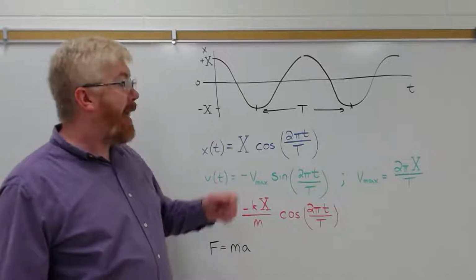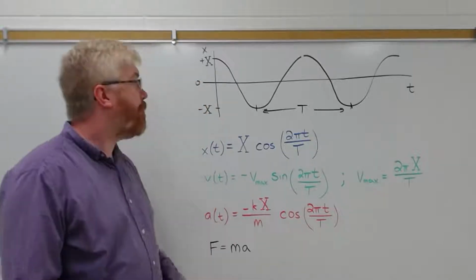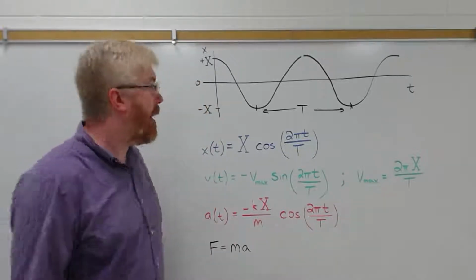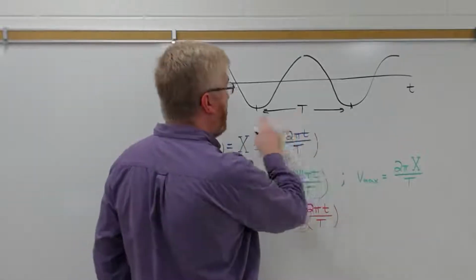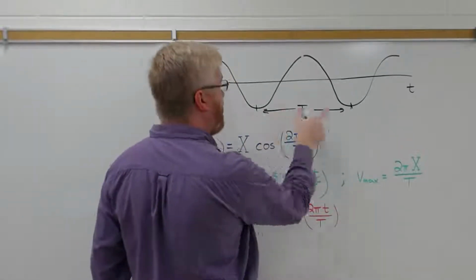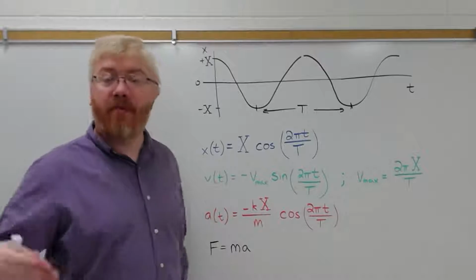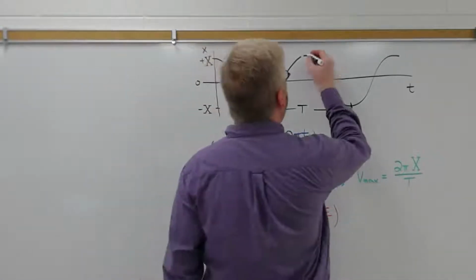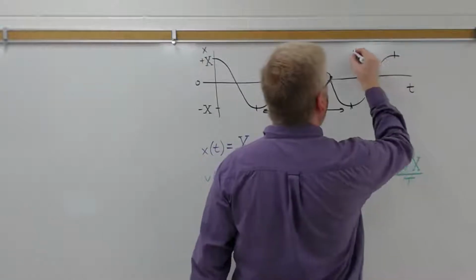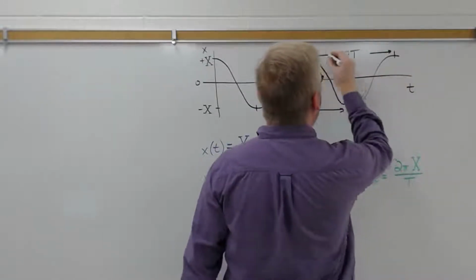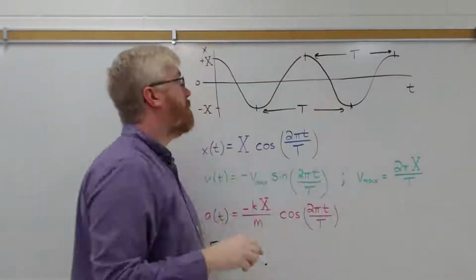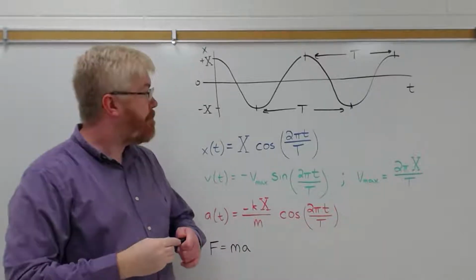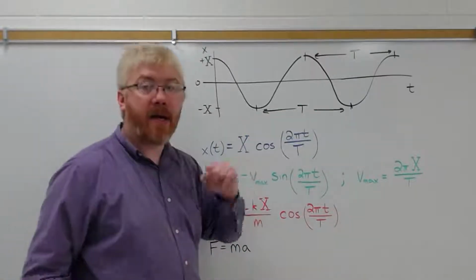Now, if I know some of the information, like the period here, the time for one full oscillation, either the peak to peak difference here is the period, or the trough to trough distance in this graph is the period.